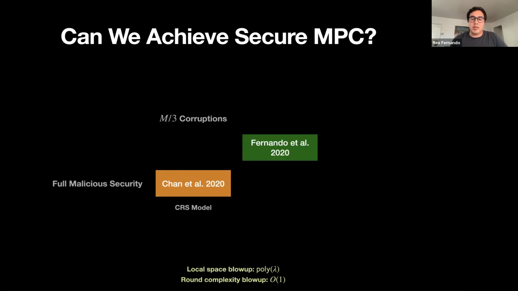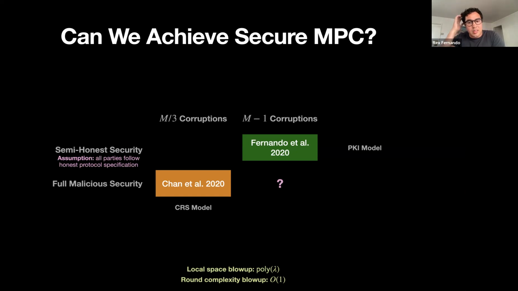There was a follow-up work by Fernando et al., which was able to provide a compiler that extends to the dishonest majority case, where we guarantee security even if there's only one honest party. But unfortunately, this protocol was only proven secure in the much weaker semi-honest setting, where the assumption is that all parties follow the honest protocol specification exactly. So it's an important open question whether or not it's possible to achieve full malicious security for dishonest majority.